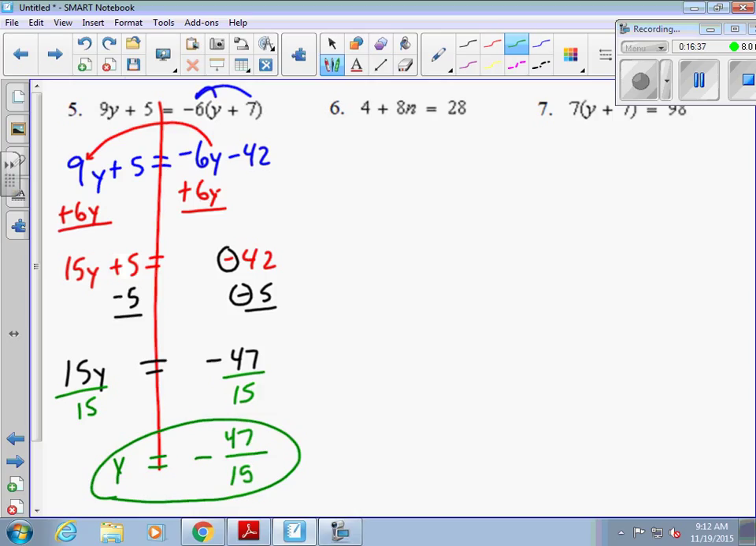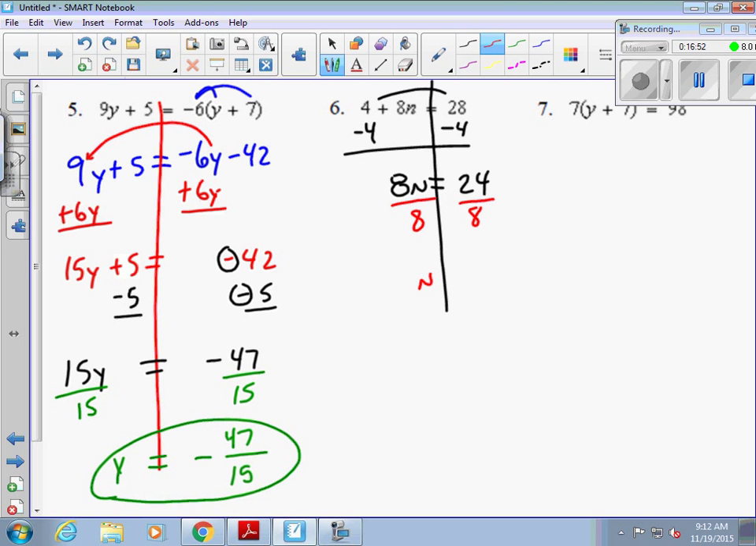4 plus 8n is equal to 28. Again, a real simple Algebra 1 question. Just 2 steps. Bring 4 over by subtracting it on both sides. 8n equals 24. Undo 8 times something by dividing by 8 on both sides. N is 3.